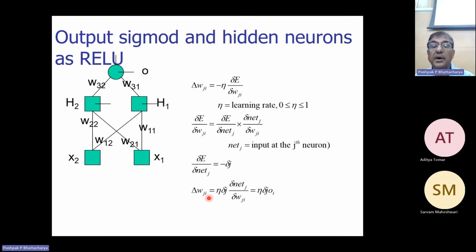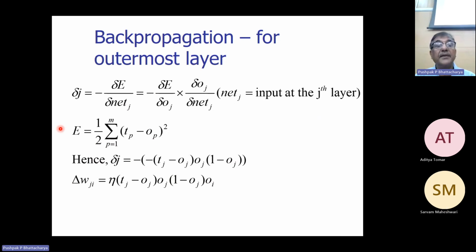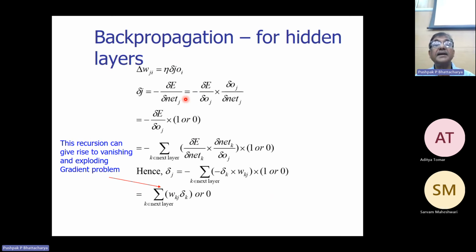The universal rule of change of weight is eta delta j oi. So the error function is total sum square loss. So the change in weight is eta into difference into sigmoid derivative into input on the connection. For hidden layers, it is this way. Delta Wji is eta delta j oi. Delta j equals minus dE/dnet j, which is minus dE/doj into doj/dnet j. This is minus dE/doj into 1 or 0.